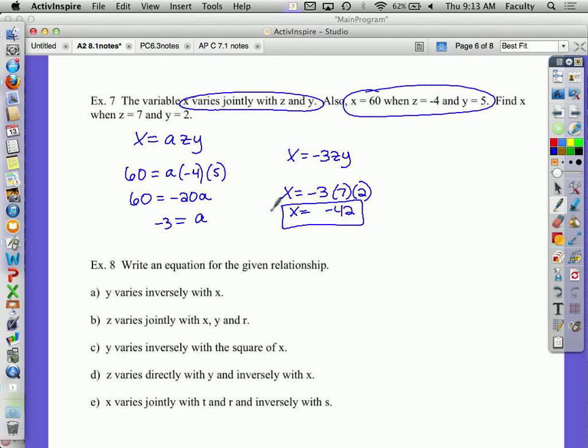Y varies inversely with X. B is Z varies jointly with X, Y, and R. C is Y varies inversely with the square of X. D says Z varies directly with Y and inversely with X. E says X varies jointly with T and R and inversely with S. So try those. I think you guys can do this.